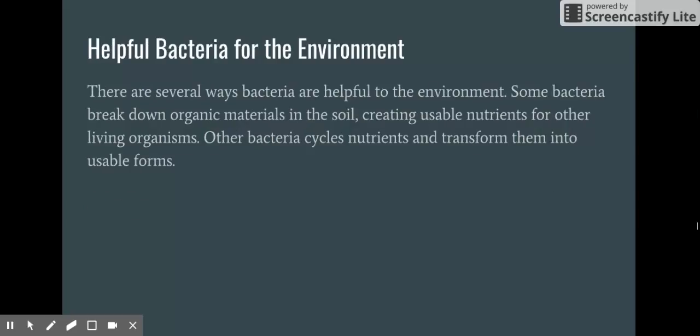There are several bacteria that are helpful in regard to the environment. Some bacteria are decomposers that break down organic materials in the soil, creating usable nutrients for other living organisms. Some bacteria cycle nutrients and transform them into usable forms. For example, bacteria can take in carbon and change it to carbon dioxide, which is necessary for plants to undergo photosynthesis. Another way bacteria is helpful to the environment is the transformation of nitrogen into nitrates or nitrites, which are used by plants to grow.